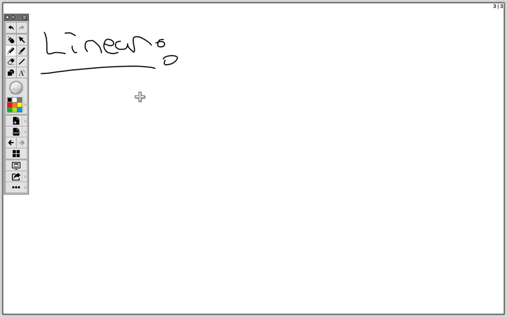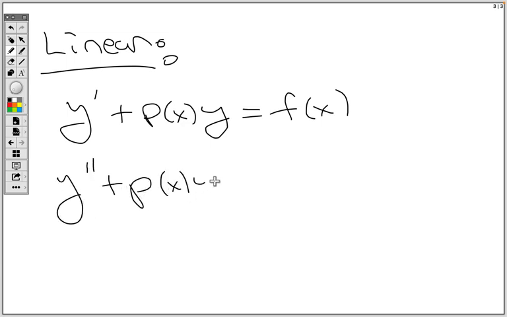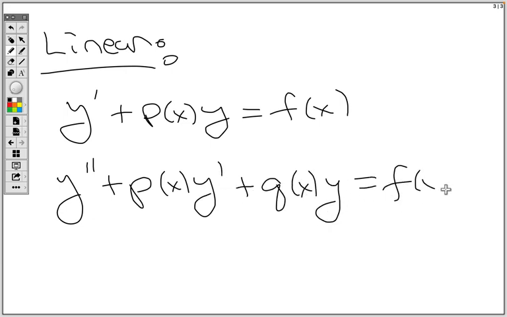We had linear first order equations, which could be written in the form y prime plus p of x y equals f of x. So if we go up in order, second order means we're going to have second derivatives running around. So y double prime plus p of x y prime plus q of x y equals f of x. This would be the form you try to put it into to prove it's linear.